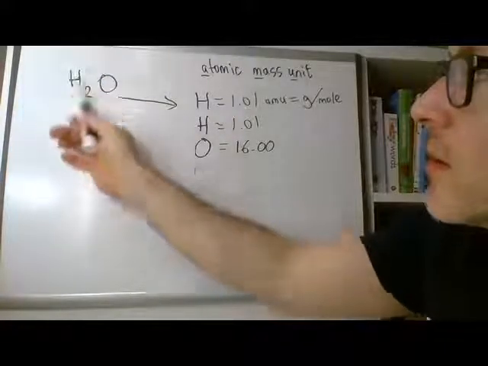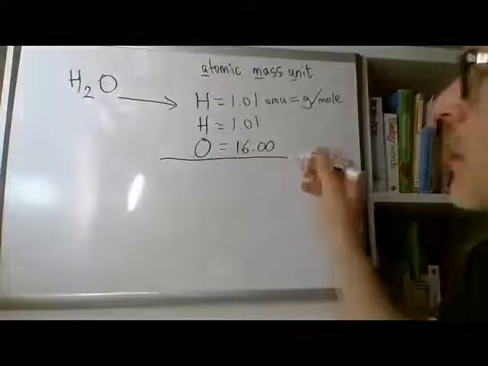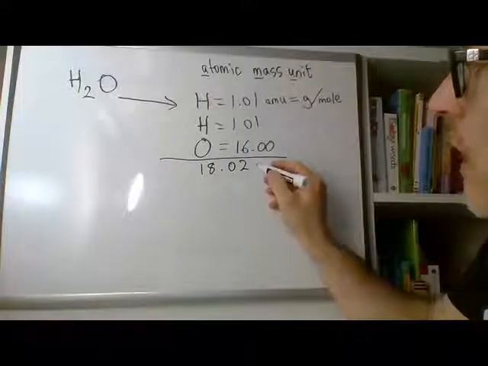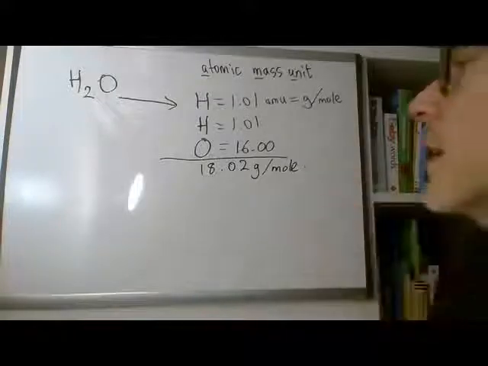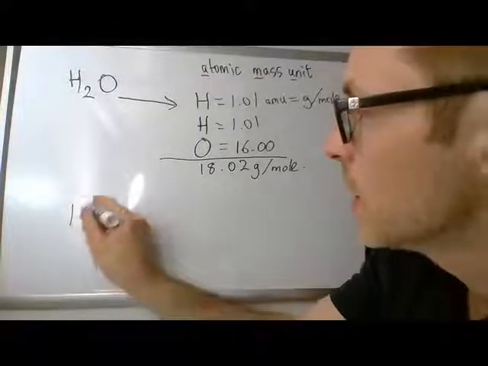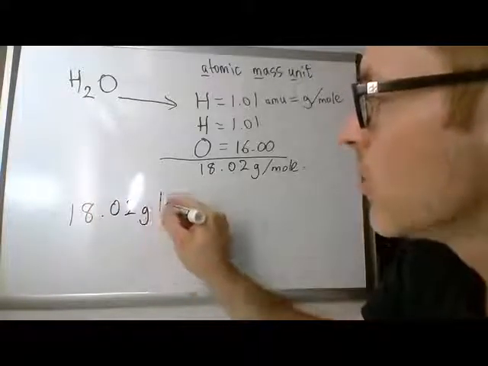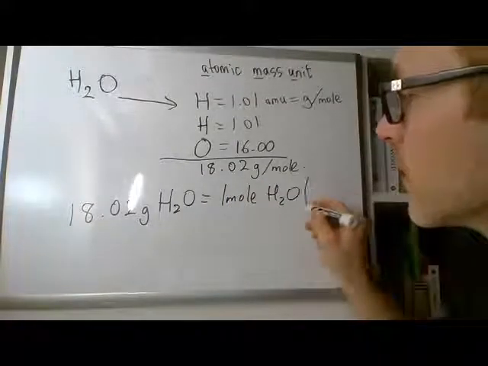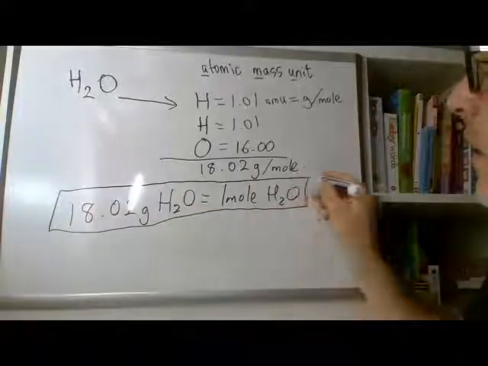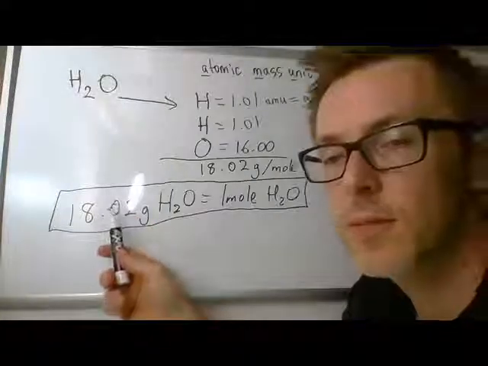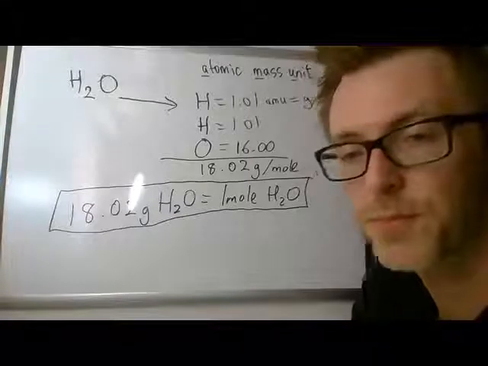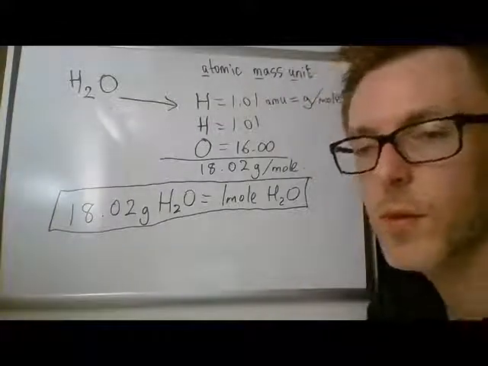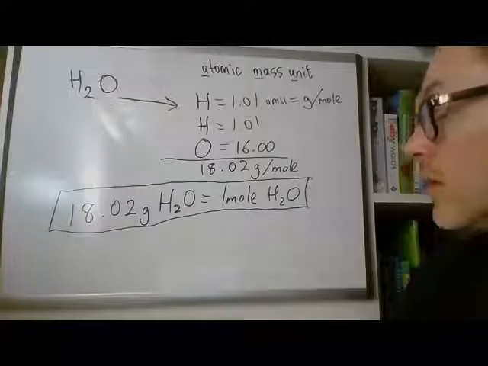So if I want to figure out the weight of water, I've got to add all the atomic masses up. If I add these together, I get a total of 18.02 grams per mole, and that's the weight of a water molecule. So I know that 18.02 grams of water is exactly 1 mole of water. So we did it with atoms. Now we can combine atoms together and do it for molecules.